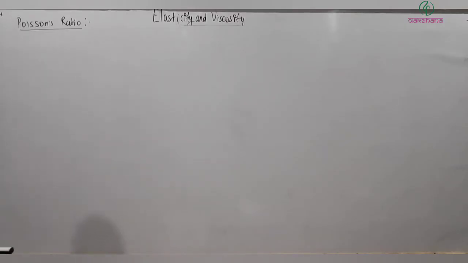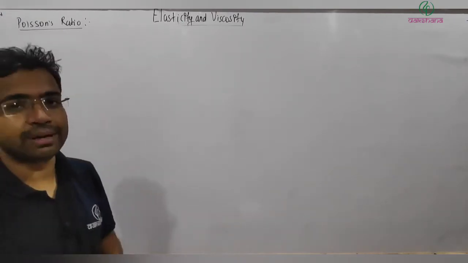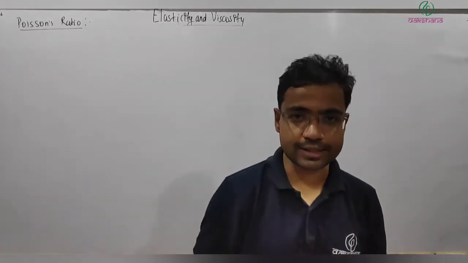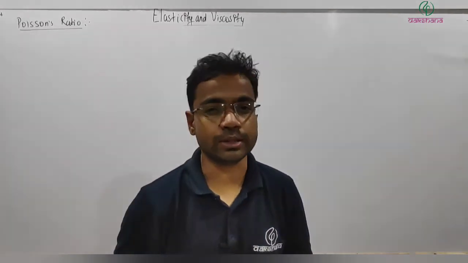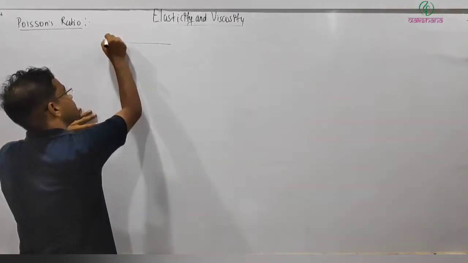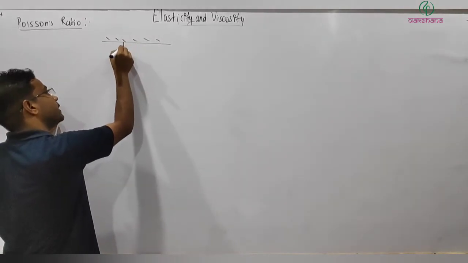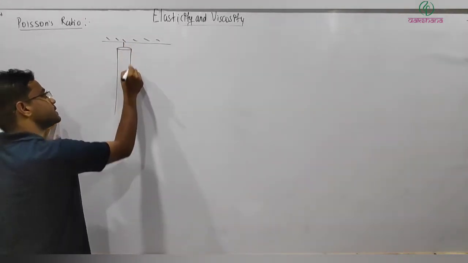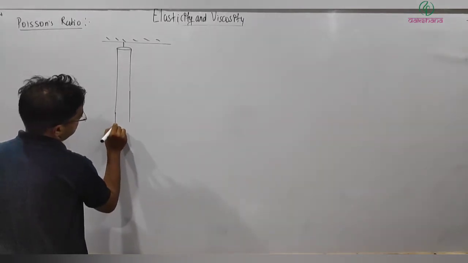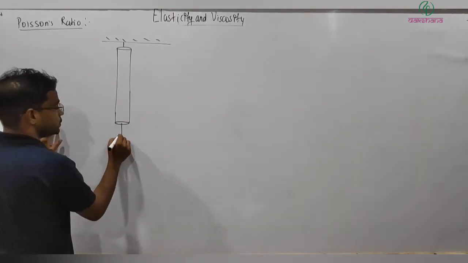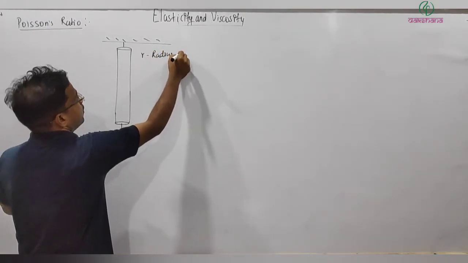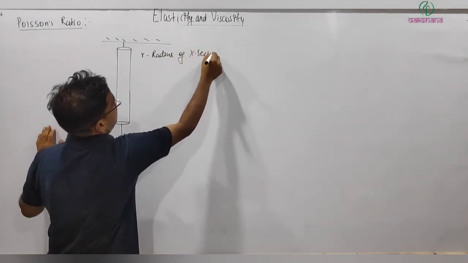Okay, see the next topic is Poisson's ratio. Sometimes, just to make it easy, we call it Poisson ratio. So what it is actually, let me explain it. Let's consider here one rod hanging like this, and if force is applied, so initially let's say R is the radius of cross section of rod.